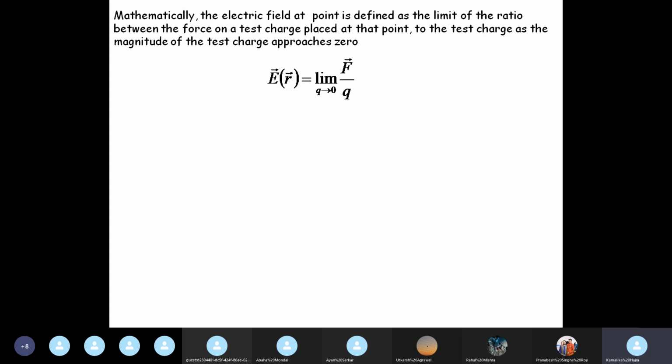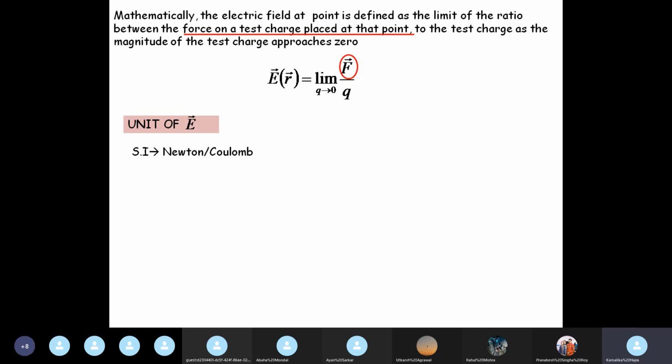You gradually decrease the magnitude of Q, make it tend to 0, and in the limiting condition F by Q will give you the value of the electric field at that point. Okay, force on a test charge placed at that point. What is the unit of E? Very easy to find out the unit of E.